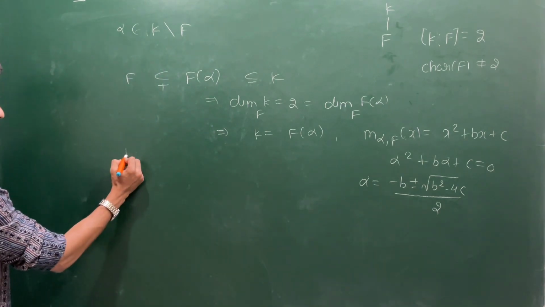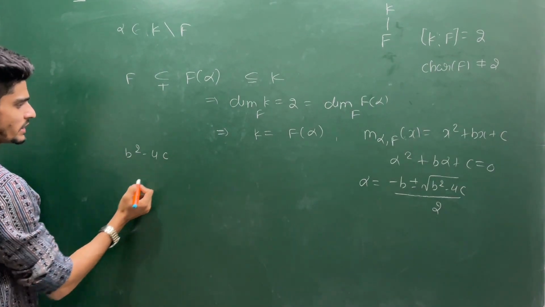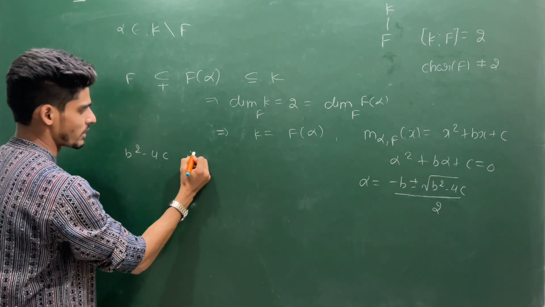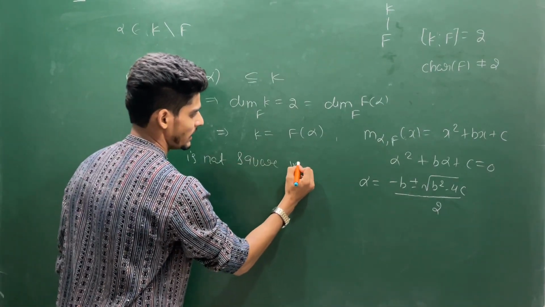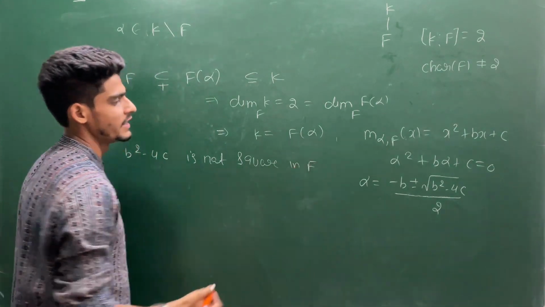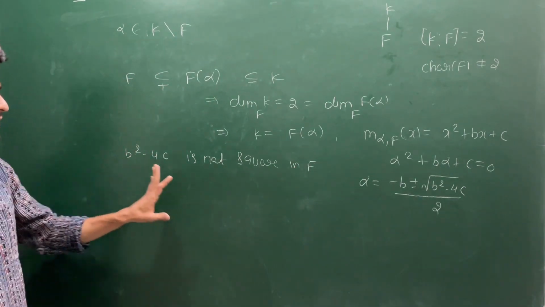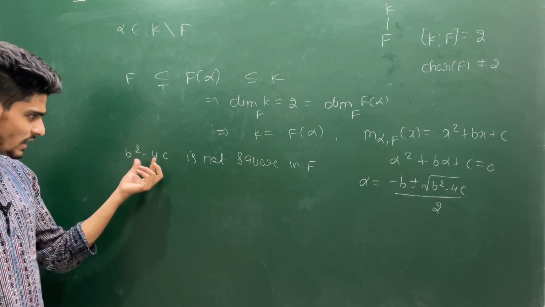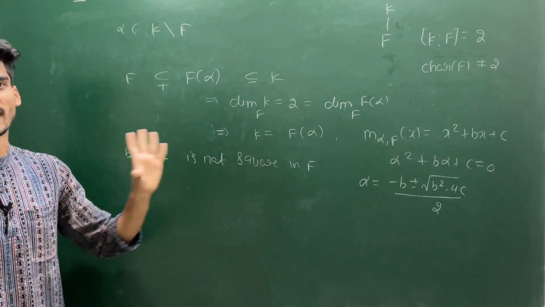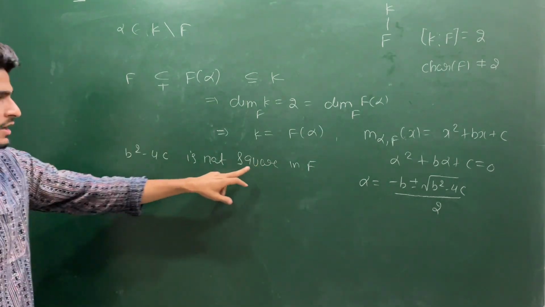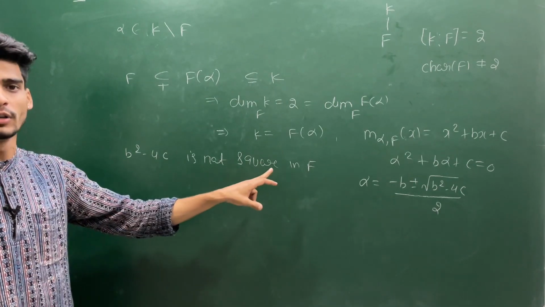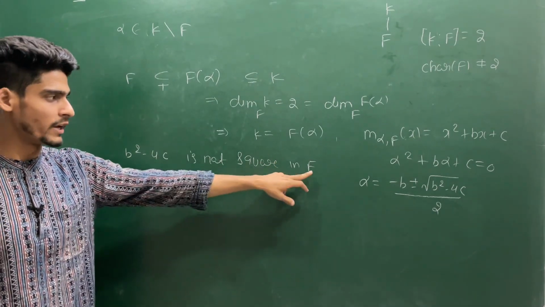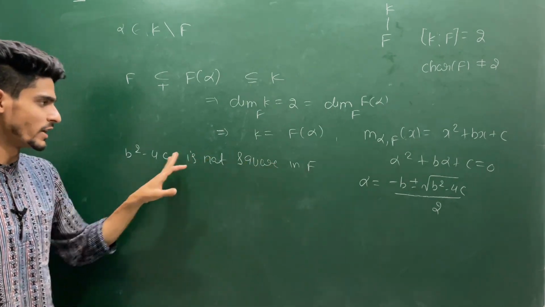What can you say about this b square minus 4c? I can say this is not square in F. Why is it not a square in F? Square means there is some element such that this can be written as that element's square. That means b square minus 4c is not equal to some t square for any t inside F. That means this is not a square in F.